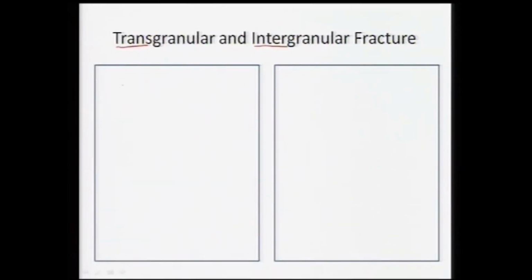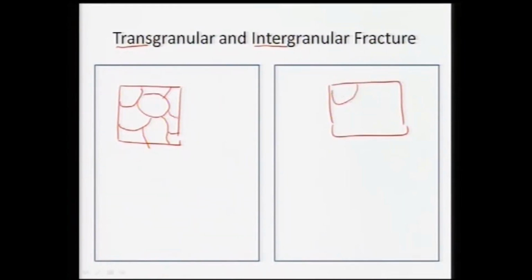If we look at a material, it always has some grains. A polycrystalline material has multiple grains here and there. So, in both cases we can have a grainy material, with certain grains out there. In a fracture, the crack has to propagate from one end to the other end. In the transgranular case, it is going through the grains, whereas in the intergranular case it is in between the grains.